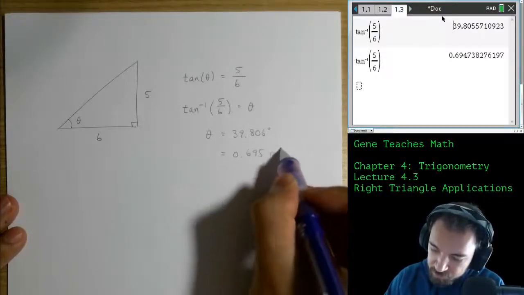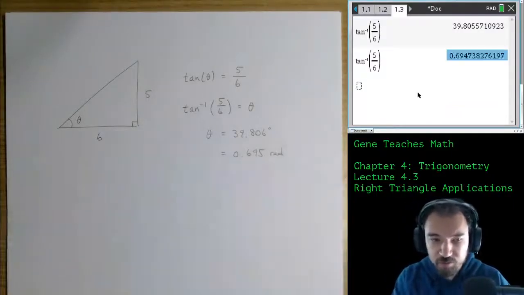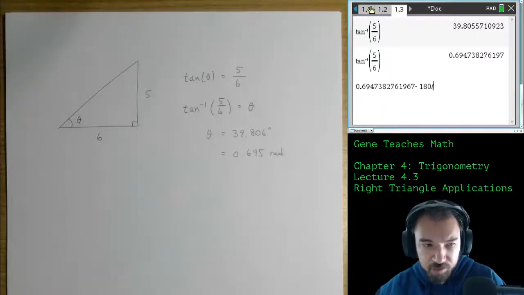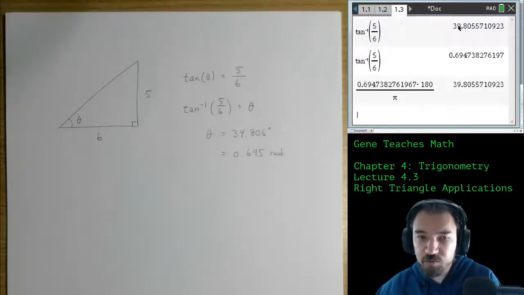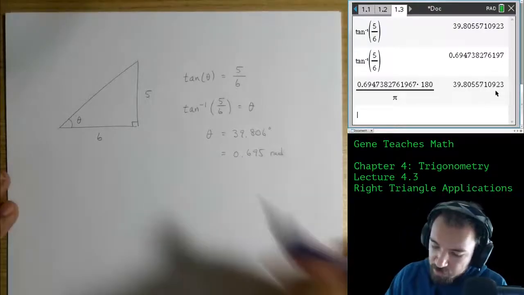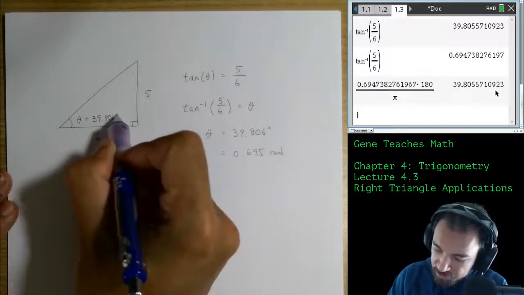0.695 radians. And of course, just to confirm that there's justice in the universe, let's take this value in radians and convert it using 180 degrees for every pi radians. I can hit the pi button, or I can type pi. If I hit this, I do indeed get 39.806 degrees. Okay, there is justice in the universe. So now we do have this angle measure, 39.806 degrees.